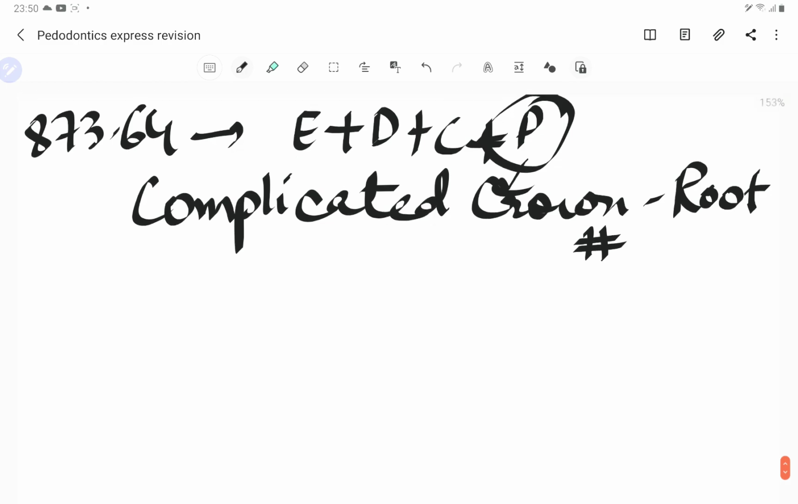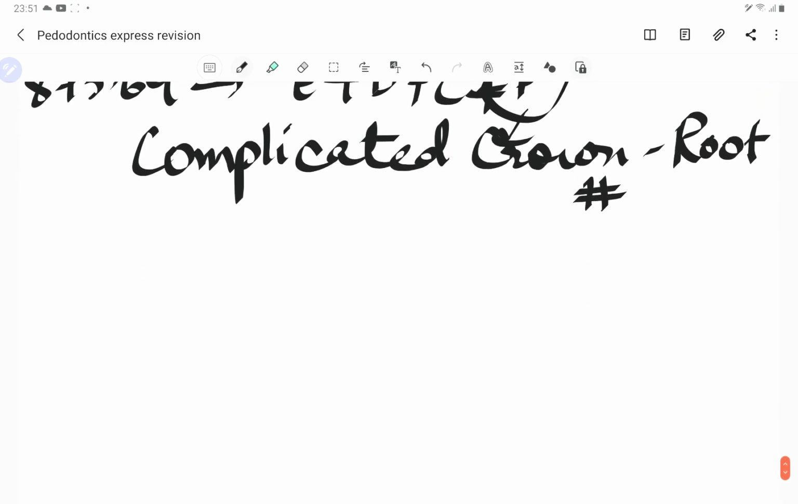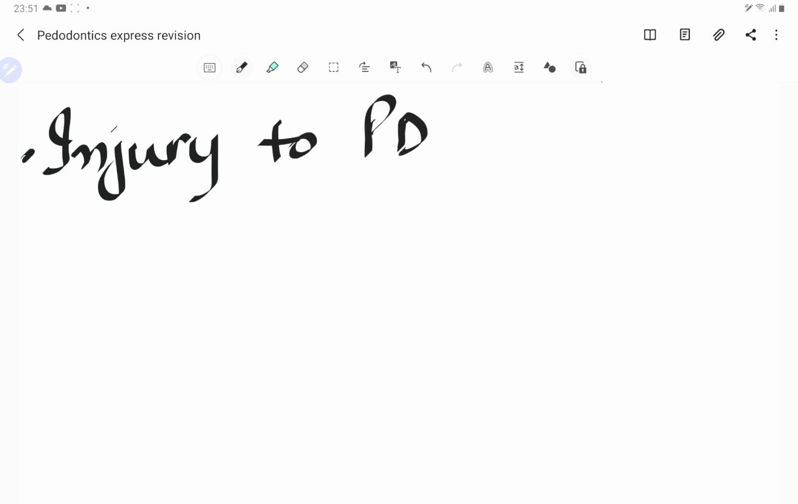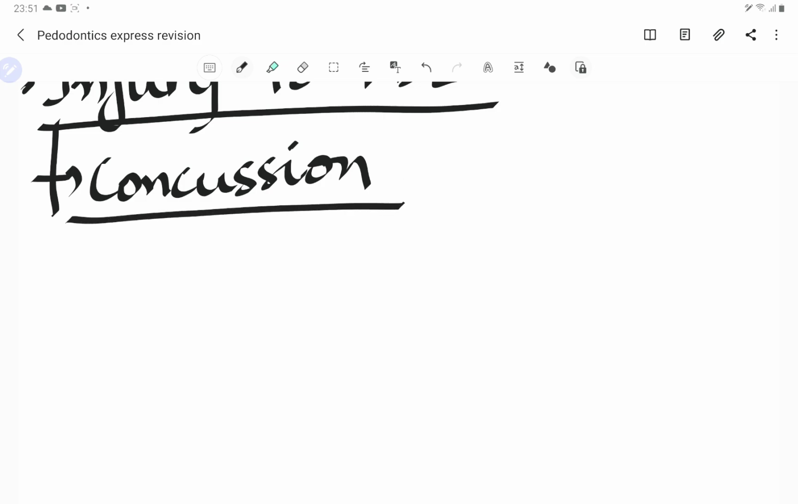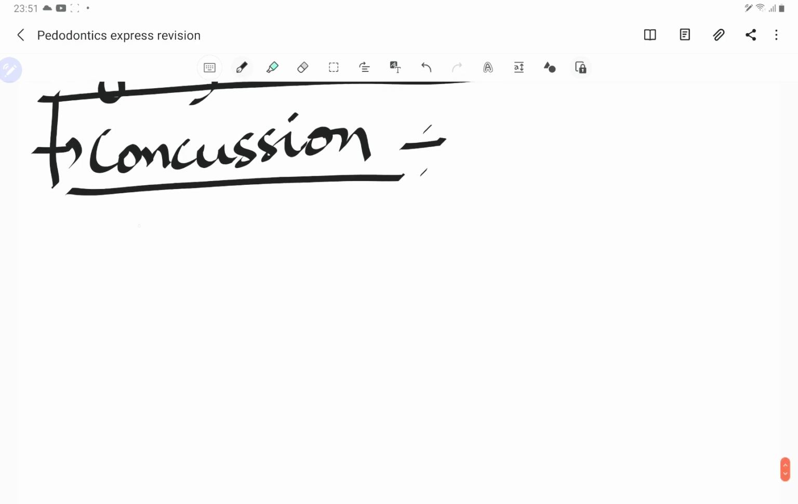Now, the last one is basically this. That is about the Anderson classification. Now, guys, we'll be talking about when there is injury to the PDL. In case there is injury to the PDL, which is the supporting structures, then we have categories to it. The first one is the concussion. Concussion is a term we use when there is an injury to the tooth supporting structures.